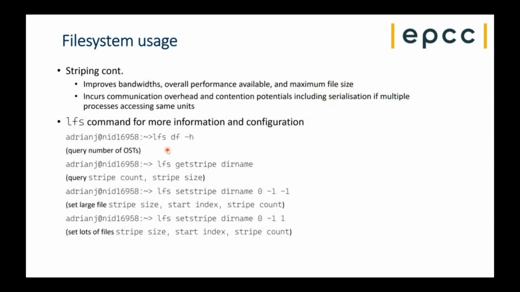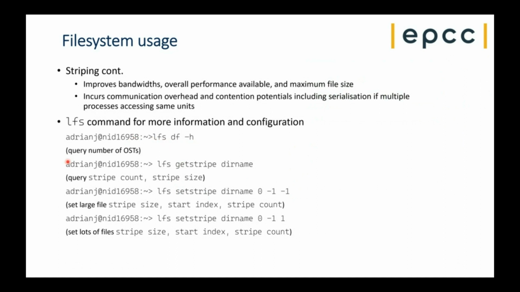But striping does help improve overall bandwidth and performance if you are accessing files in parallel. If lots of workers are accessing the same file, then that can be a way of doing it. So if you want to change the stripe, you use this command called lfs. And lfs, let me see if I can demonstrate this.